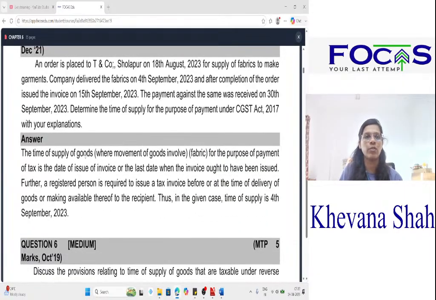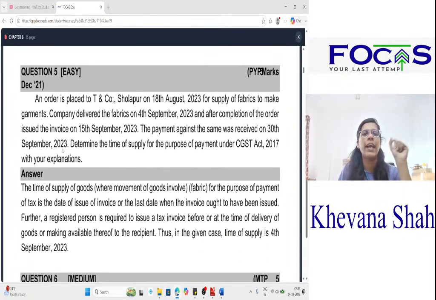Now, next question. An order is placed to Tea and Company, Sholapur on 18th of August 2023 for supply of fabrics to make garments. Company delivered the fabrics on 4th of September and after completion of the order issued the invoice on 15th September. The payment against the same was received on 30th September. Determine the time of supply.